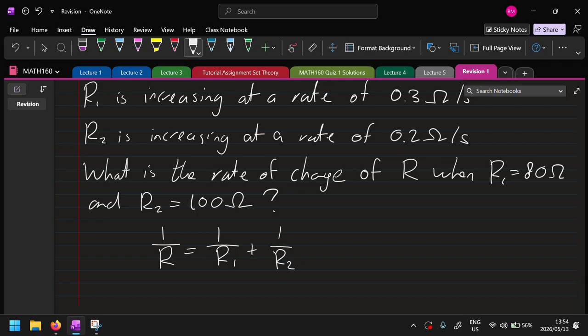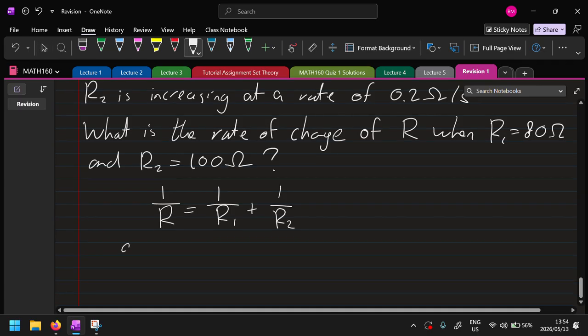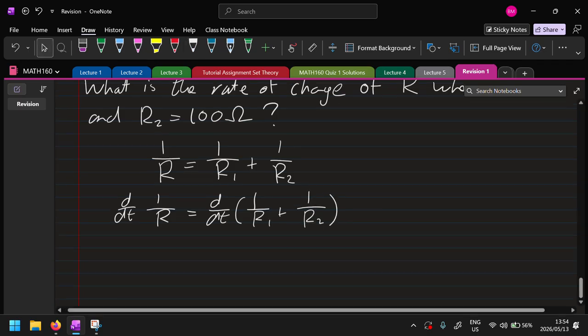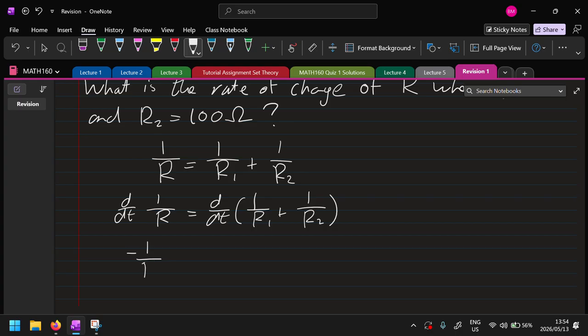Okay, so we have this. We want to know how it's changing, so d by dt on both sides. It's always the same. Same thing as before, d by dt here. So it's going to be minus 1 over r squared dr by dt, which is what we want.